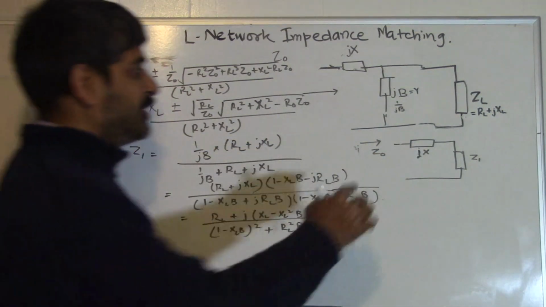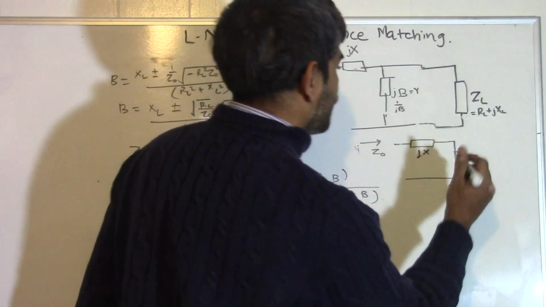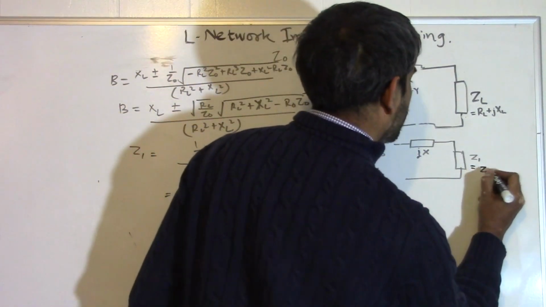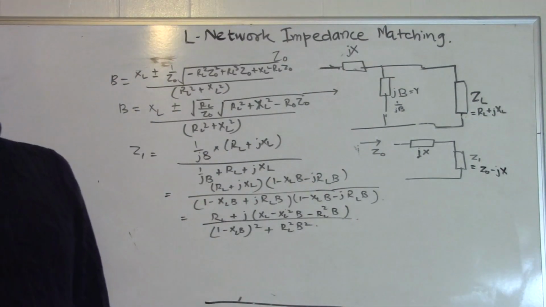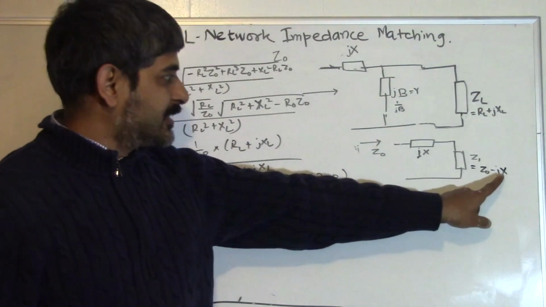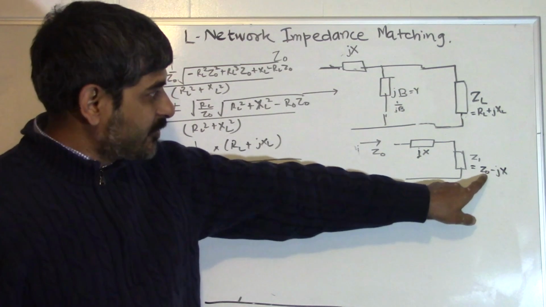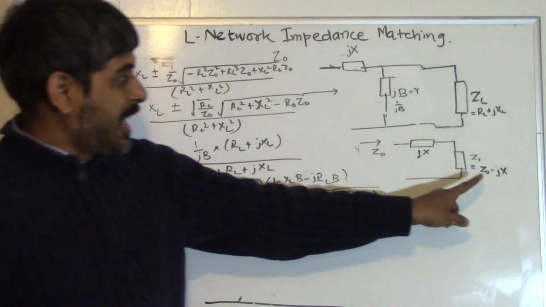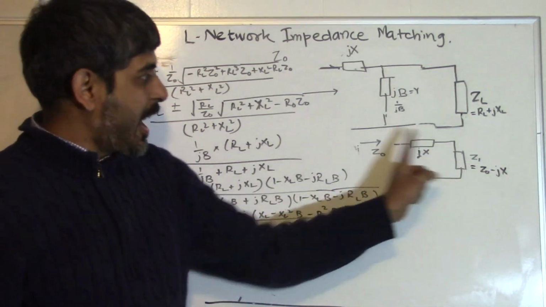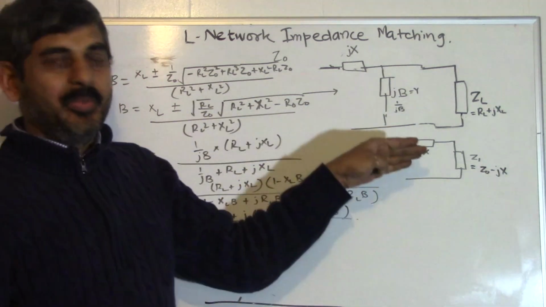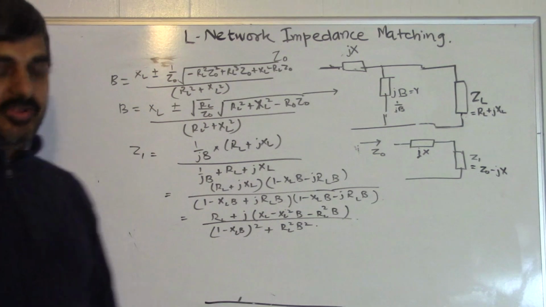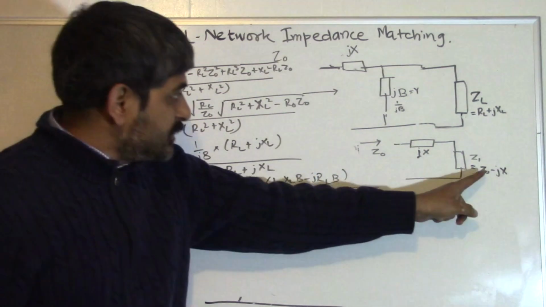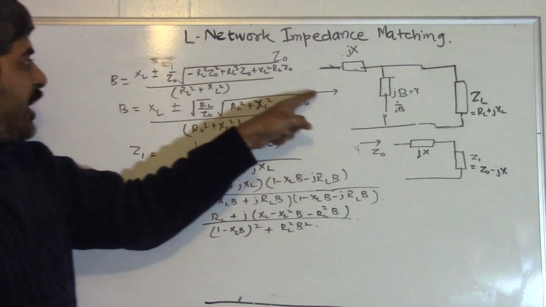So if we have a term Z1 something like Z0 minus Jx, if by some magic we could get a Z1 value like this, then this Z1 and this Jx are in series, and if I add these two, I get an equivalent impedance of Z0, which is the condition for the maximum power transfer. So the first condition we applied and got the value of B.